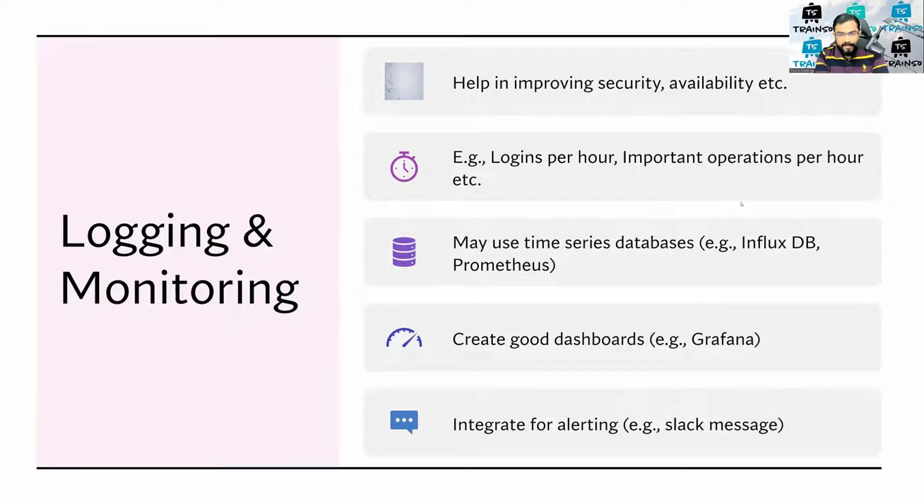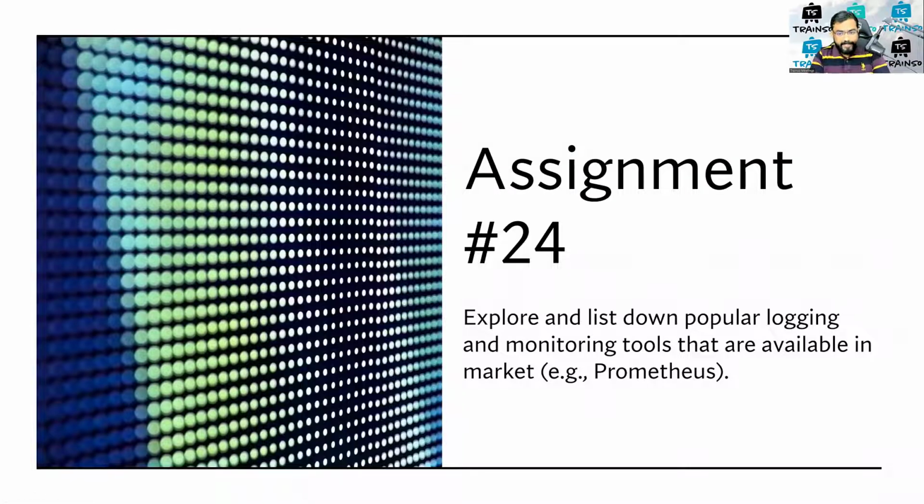For this logging and monitoring, many people use time series databases. We did not discuss much on time series databases when we discussed NoSQL databases and all, right? Examples include InfluxDB, Prometheus. Prometheus is a very popular tool these days for logging and monitoring, and you can create good dashboards using products such as Grafana. Especially for security purposes, you can also integrate alerting when some of these happen, maybe a Slack message or something, so that you can take some actions. Most of the clouds will have an option to create logging, monitoring, and alerting. And assignment number 24, explore and list down popular logging and monitoring tools that are available in the market, such as Prometheus.